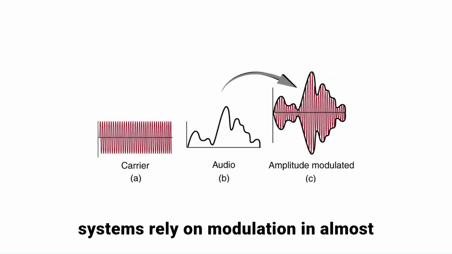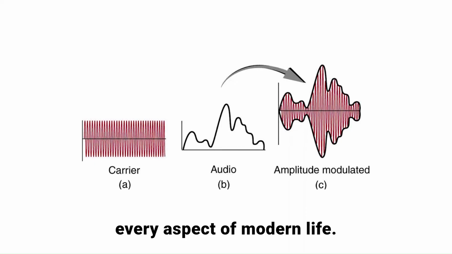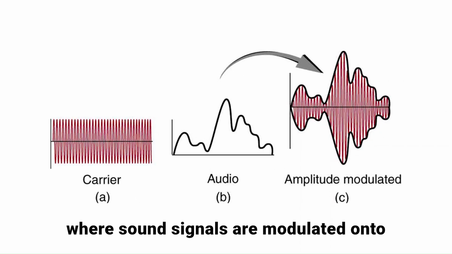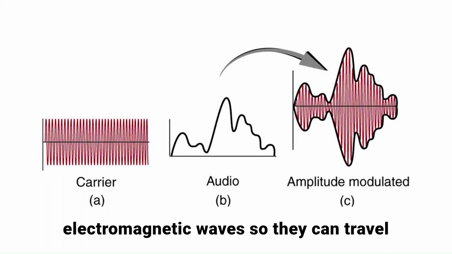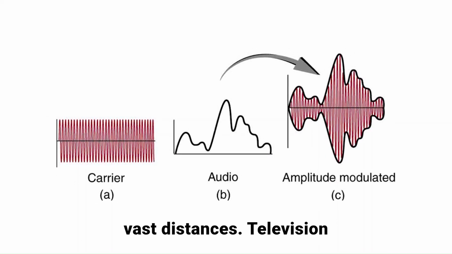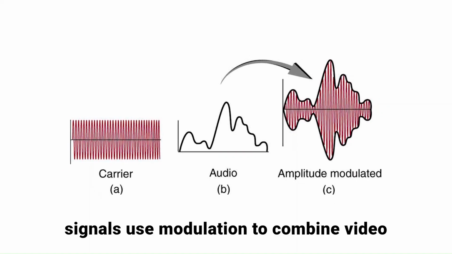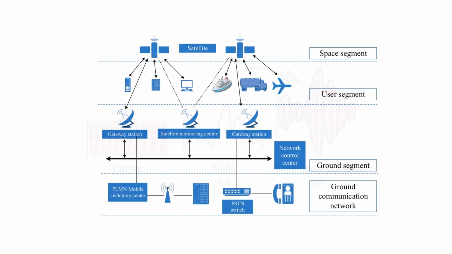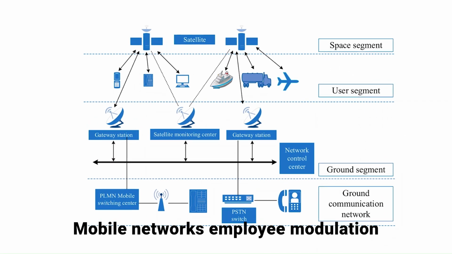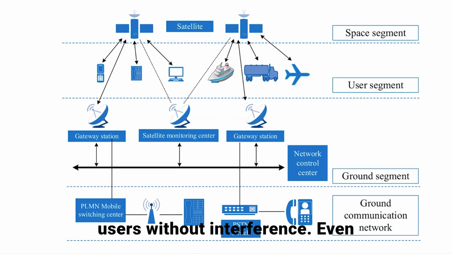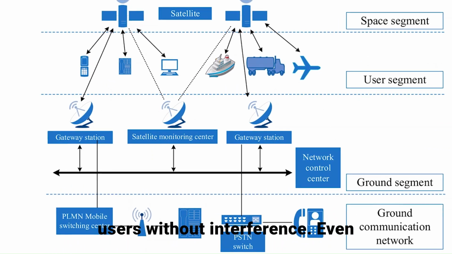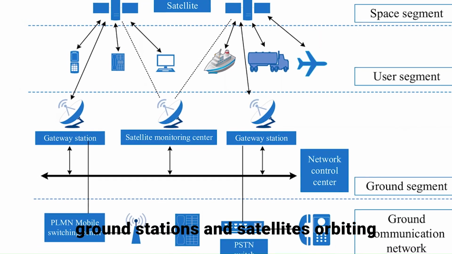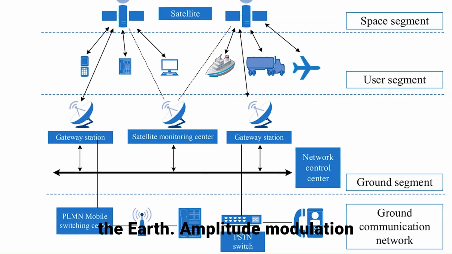Communication systems rely on modulation in almost every aspect of modern life. Take, for example, radio broadcasting, where sound signals are modulated onto electromagnetic waves so they can travel vast distances. Television signals use modulation to combine video and audio signals for clear reception. Mobile networks employ modulation techniques to send voice and data between users without interference. Even satellite communications depend on modulation to relay signals between ground stations and satellites orbiting the Earth.